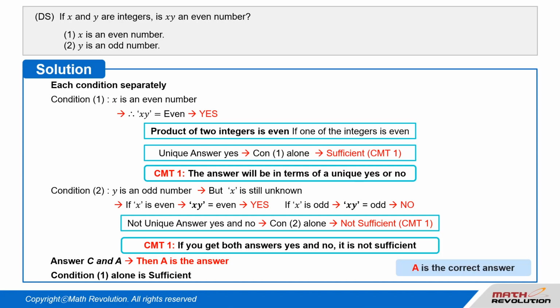Condition 1 alone is sufficient. So, A is the correct answer. Answer: A.